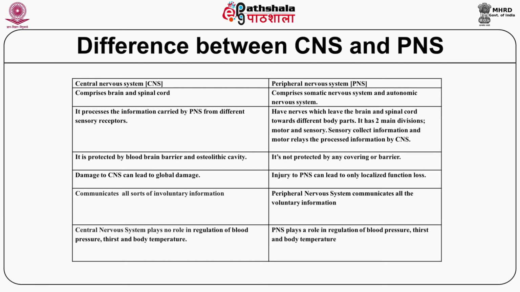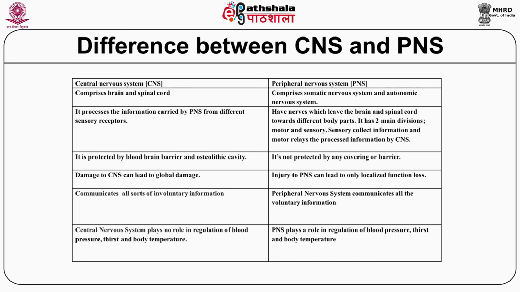The central nervous system is protected by the blood-brain barrier and cavities, while the peripheral nervous system is not protected by any kind of covering or barrier. Because of this, there is less injury in the central nervous system. However, damage to the central nervous system can lead to global damage, while the peripheral nervous system is more prone to injury. However, it can lead to localized functional loss.